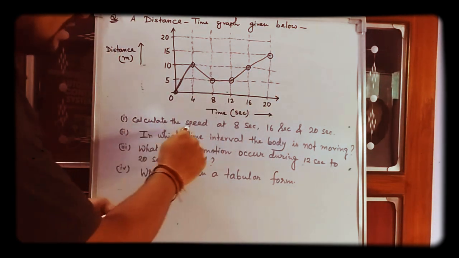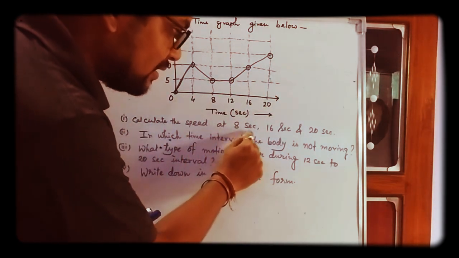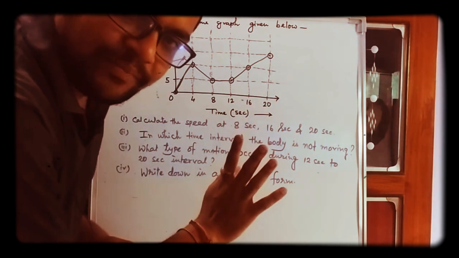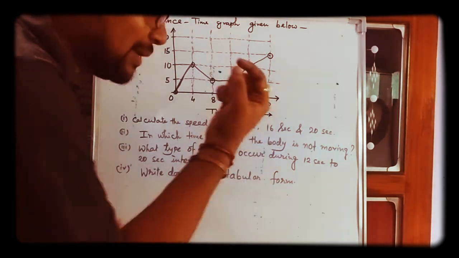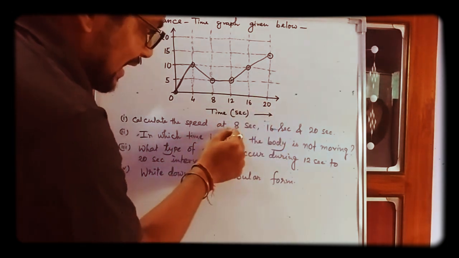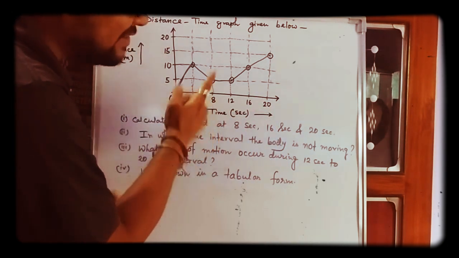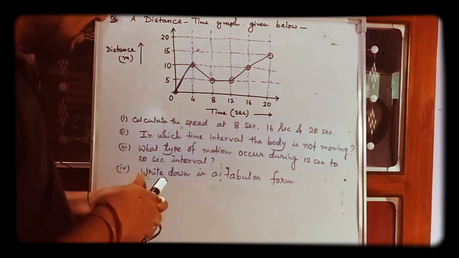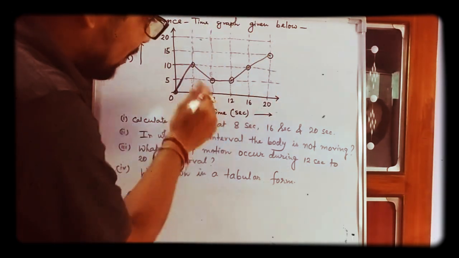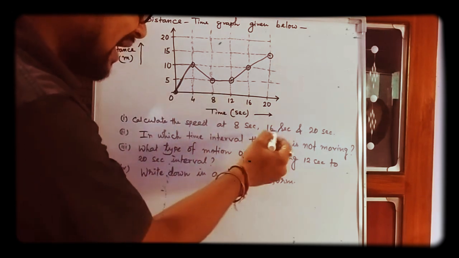Now, the first question is to calculate the speed at 8 seconds, 16 seconds and 20 seconds. They are asking for the speed at particular time points. At 8 seconds, you can see here this is 8. So at 8 seconds, what is the speed? You have to take it this way. In this graph, this is called 8 seconds. Now at 8 seconds, what is the speed?